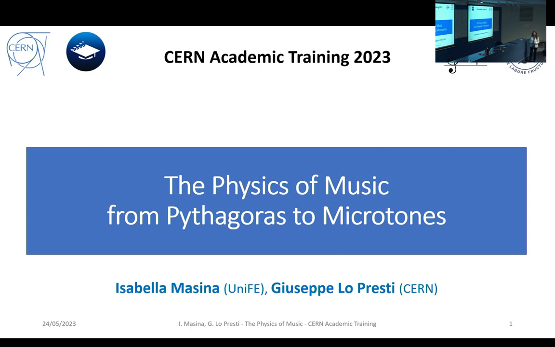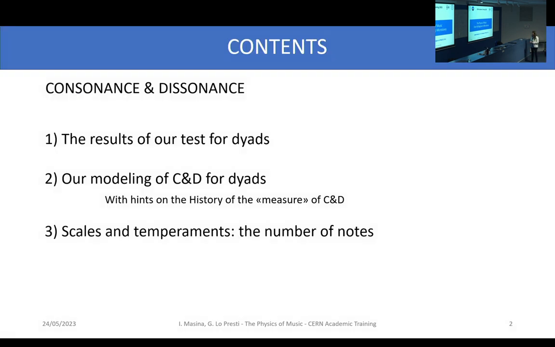Thank you. Okay, so we start. There is a lot of material today, so I just start from the contents. We try to have a look at this issue, consonance and dissonance. First, a discussion of the result of the test that we carried out for dyads that were introduced yesterday by Giuseppe, then our modeling of consonance and dissonance for dyads, with some hint about the history of the measure of consonance and dissonance, which is, of course, a fascinating topic, dating back from Pythagoras. Every scientist tried to give his own formula for the consonance and dissonance, so we tried to.